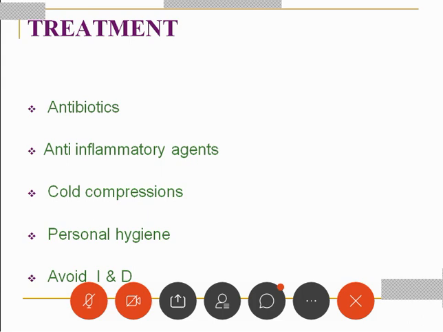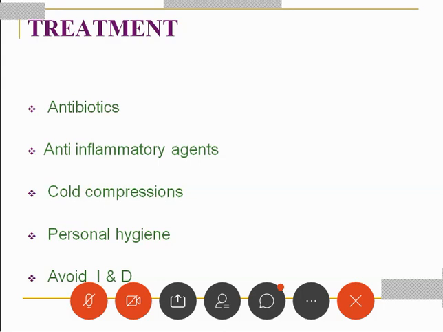You have to go for cold compressions when it is leading to facial cellulitis. Personal hygiene, avoid incision and drainage. Usually they say avoid incision and drainage, but recent theories say, whenever there is a furuncle pointing out, you should incise and drain in aseptic conditions.